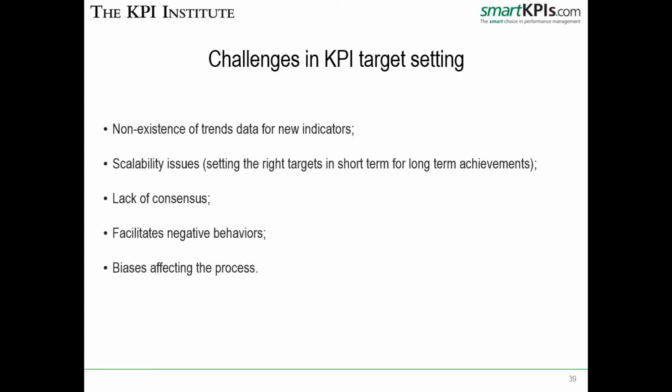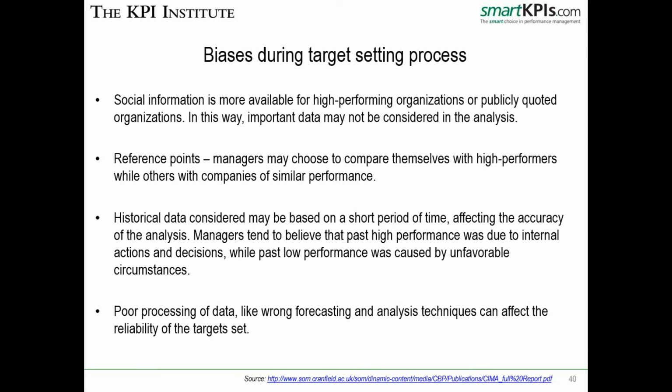While establishing targets, there are several challenges that emerge. Some of them are the following: non-existence of trend data for new KPIs, scalability issues in terms of setting the right targets for short-term versus long-term achievements, lack of consensus in terms of having different targets established for measuring the results of a KPI in different departments. Also, when we are linking KPIs and targets with incentives and reward systems, we can trigger negative behavior, so we need to be very aware of these aspects. And there are several biases that affect the process, especially when the targets are linked to the incentives.